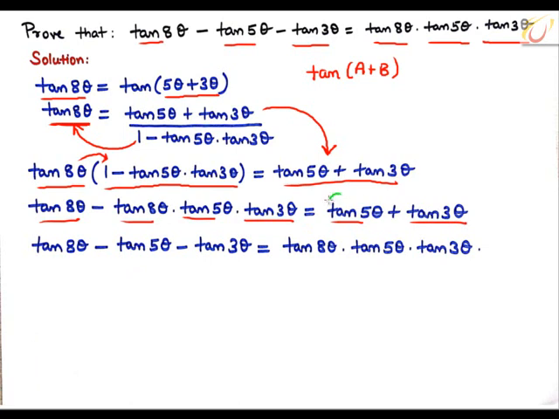Now, move this term and this term to the left. Move this term which I am marking in green to the right. You will find you have got your answer. Tan 8 theta minus tan 5 theta minus tan 3 theta will be equal to tan 8 theta into tan 5 theta into tan 3 theta. Please look at what we have done. Simple tricks and simple adjustments will give you the answer.